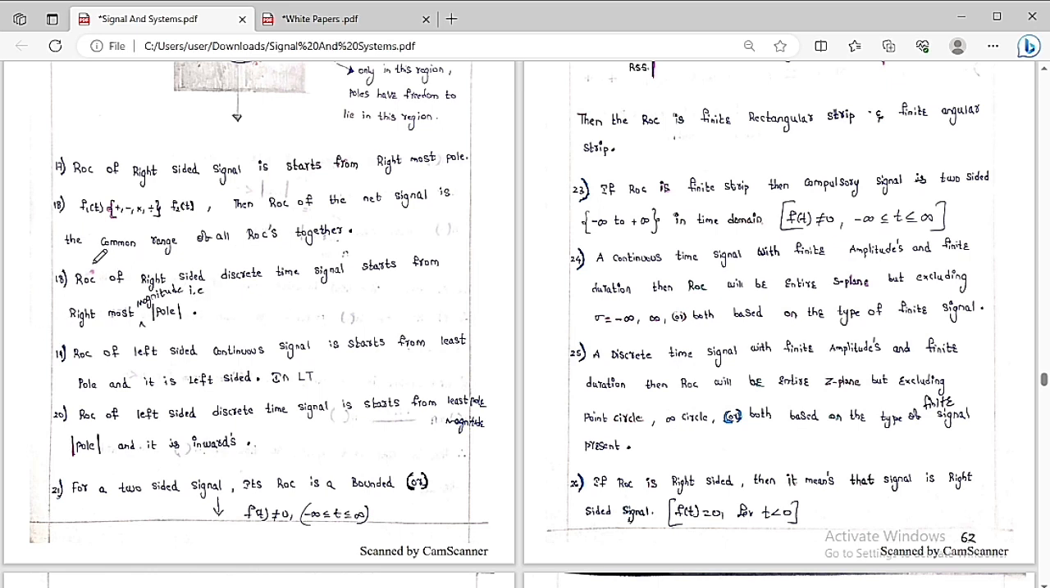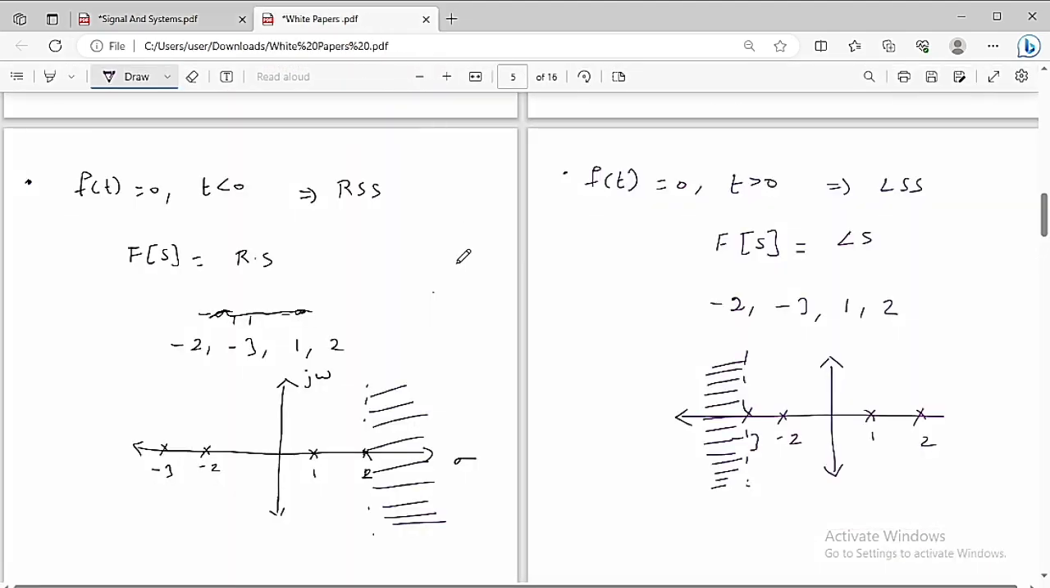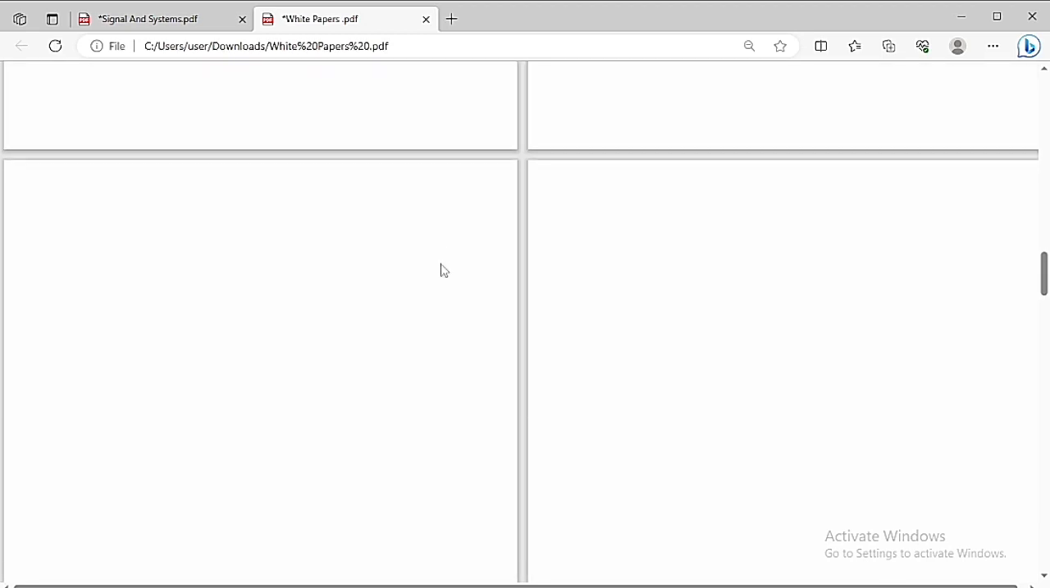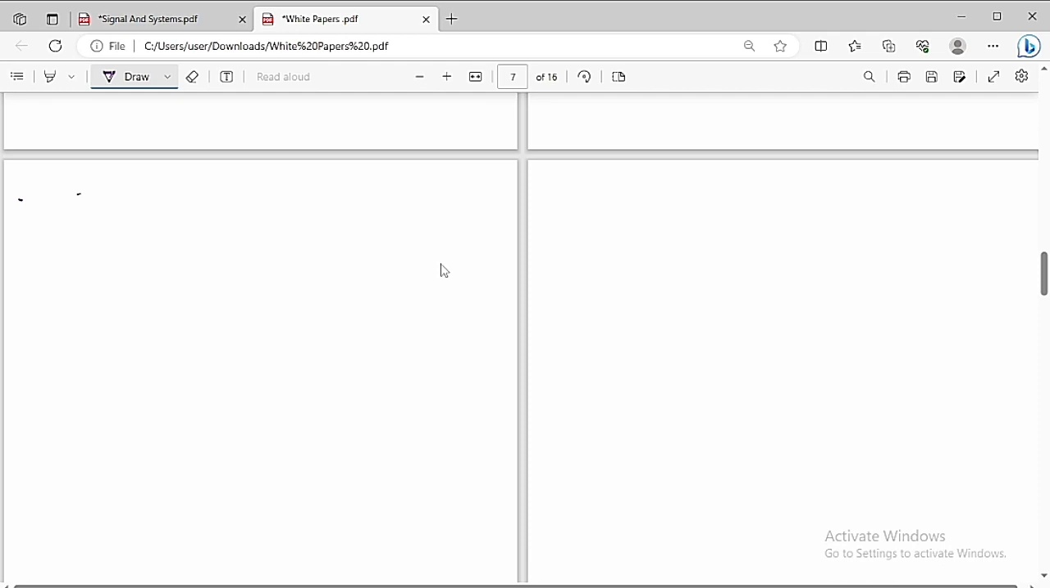So what is the meaning of this? Suppose there is f1 of t and there is f2 of t. Between these two you can perform addition, subtraction, multiplication or division. Then the ROC of the net signal is the common range of all the ROCs together. This point I already told you many times, but let me explain again. Suppose you take a signal f1 of t.